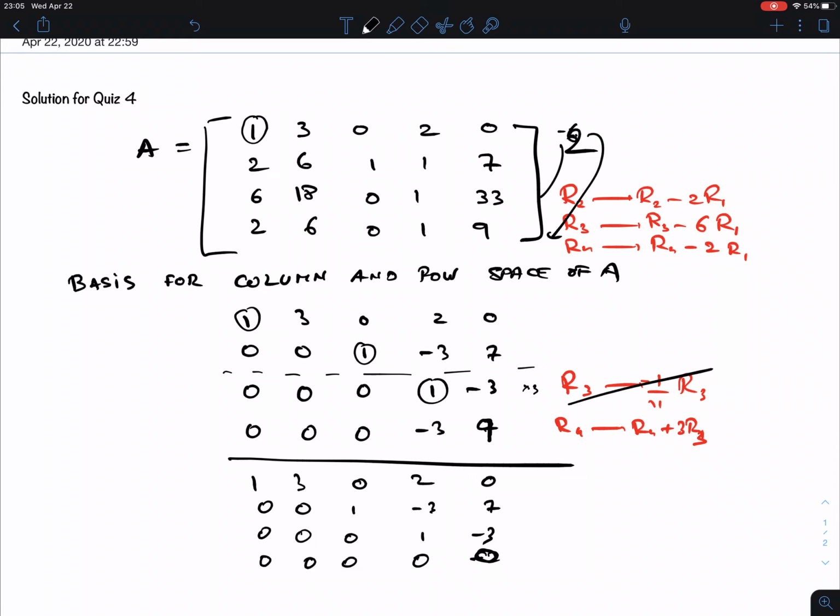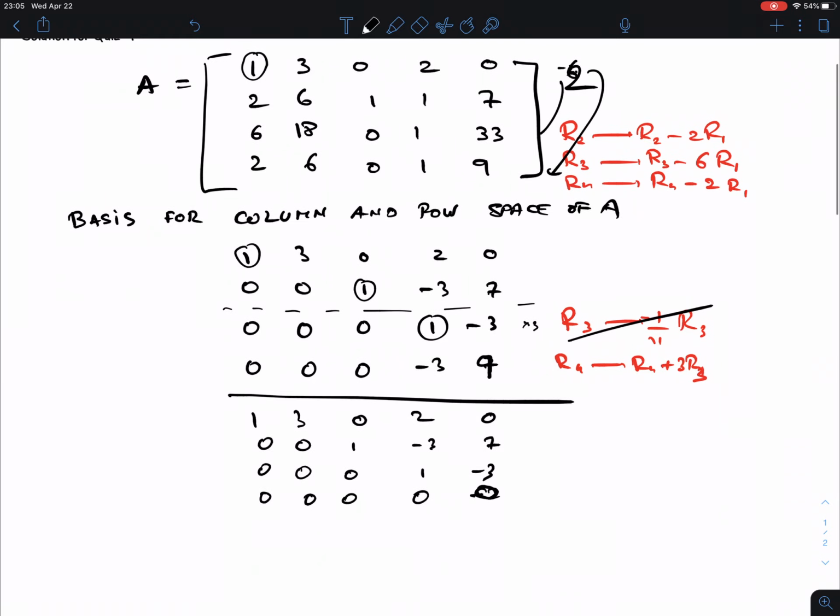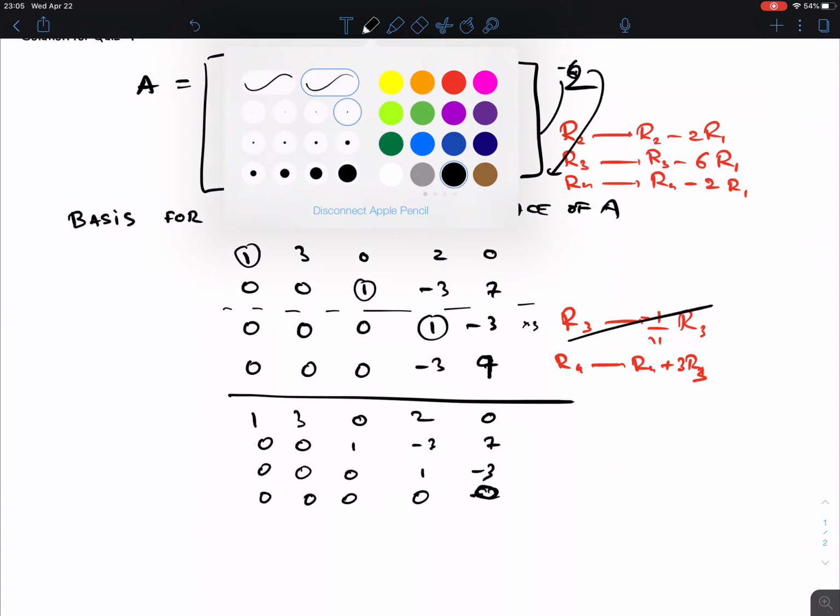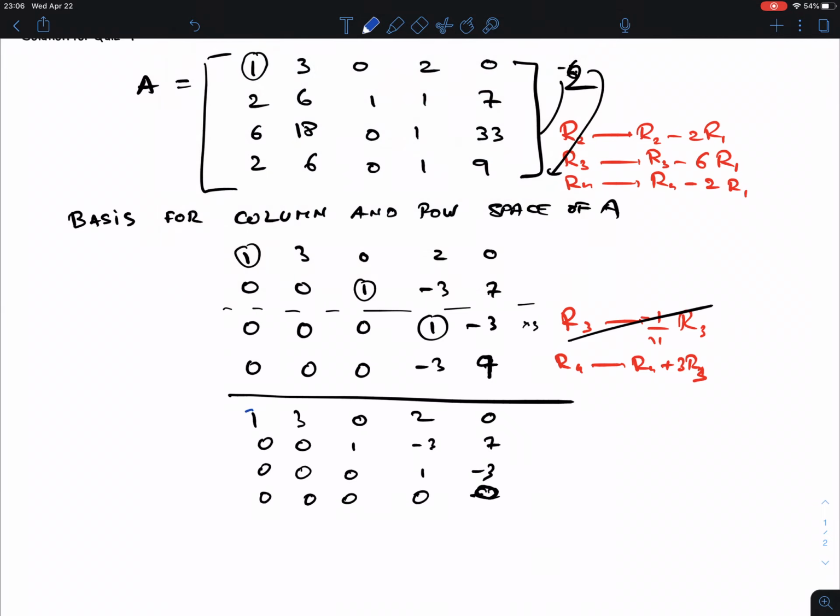Sorry, guys. Okay, so we now have our 3 pivots, so let's make them blue. These are the 3 pivots, and this is a 0 row, so we can scratch that out, and this means that these 3 rows are the basis for the row space. It's enough if you write it this way, you don't have to copy it again.